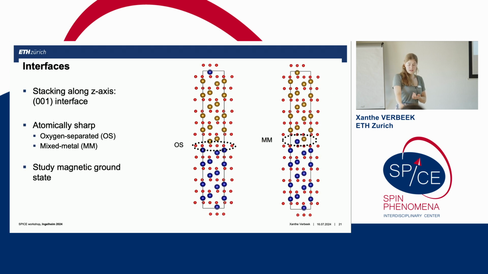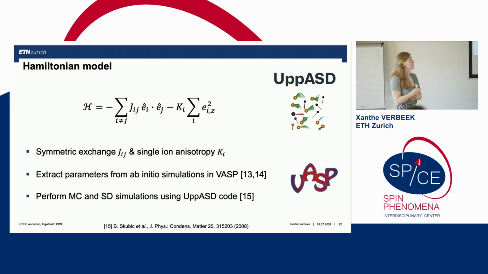In order to study that, we made use of an effective Hamiltonian model. As was mentioned already earlier today, usually the Heisenberg exchanges are the dominant factor in magnetic interactions. So we started with a simple model, just having these exchanges and an anisotropy, which we extracted from ab initio calculations, and then used this Hamiltonian to perform Monte Carlo and spin dynamics simulations in the UppASD code.